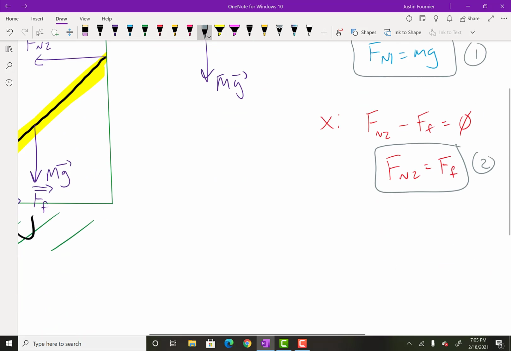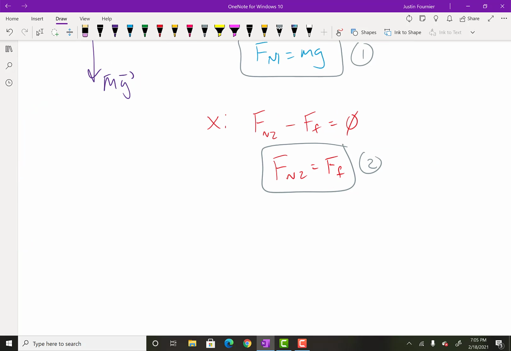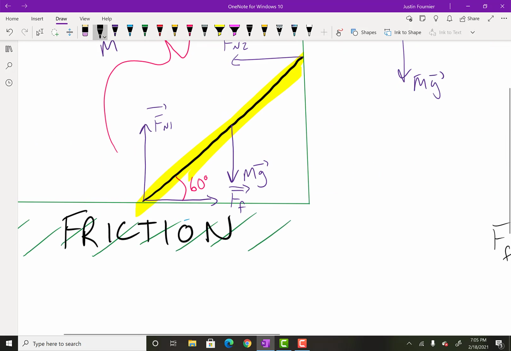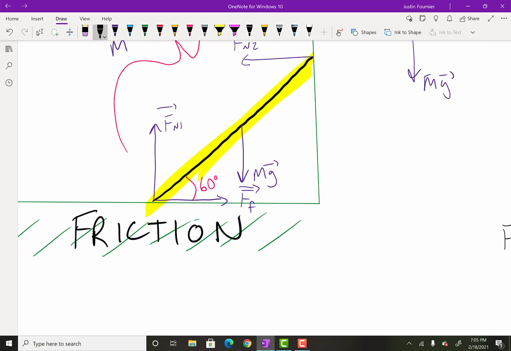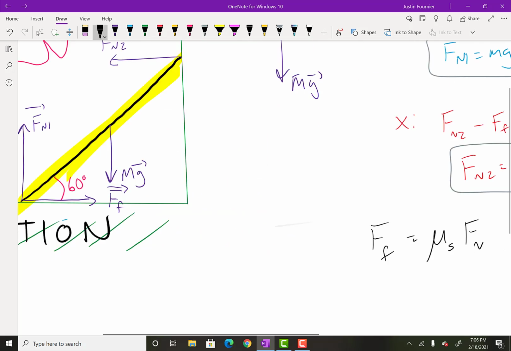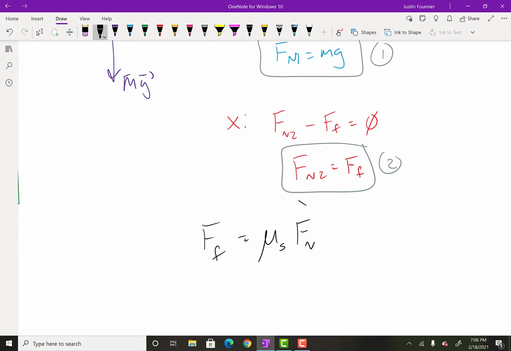All right. Oh, and I'm trying to figure out the coefficient of friction, so let's throw that in right now. We know that the force of friction is equal to the coefficient of static friction times the normal force. We're talking about this thing just about ready to slip, just about ready to move. And that's when we can use this. So we're going to take that and plug that in there.